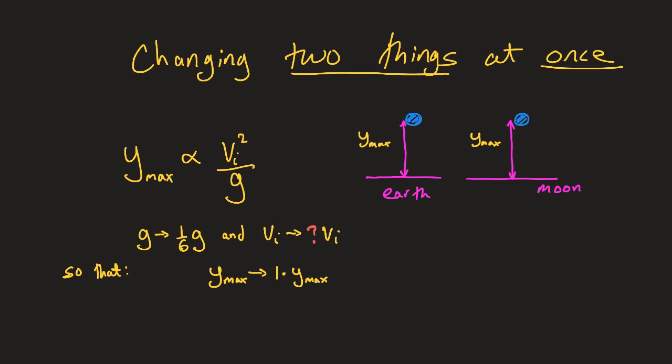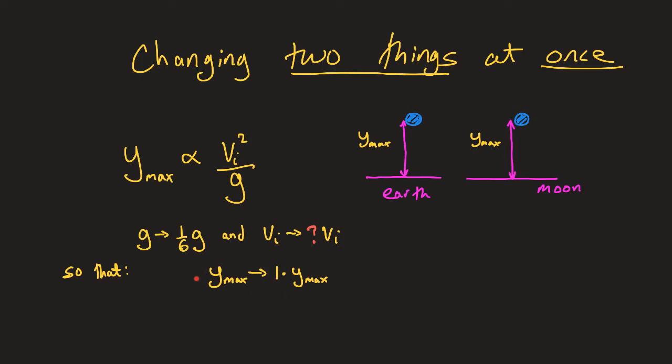So notice that you don't have to just extract one variable for a relationship. You can extract multiple variables if multiple things are being allowed to change in your particular analysis. And so I've written down here that the field strength is going to go to 1/6 of the original field strength because we're going to the moon. And now we need to figure out by what factor this changes over here. And in doing so, we'll see that the maximum height doesn't change. It just goes to 1 times whatever its initial value is.